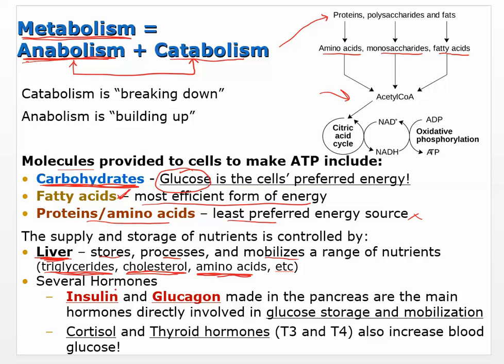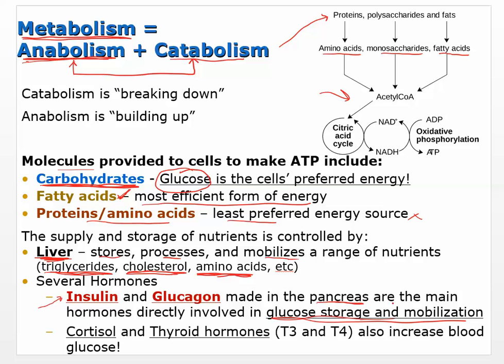Some hormones can control our nutrient levels. And so this is kind of where we're starting to get into this: insulin and glucagon can control how much glucose is available. So insulin and glucagon are both made in the pancreas, and they are the main hormones directly involved in glucose storage and mobilization. Okay? So hopefully that makes sense.